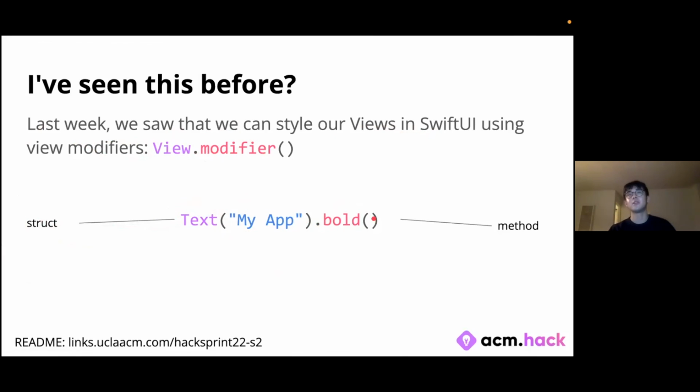This is trying to link what we just learned with structs to things that we can do in SwiftUI and what is actually happening. In SwiftUI, a text view is actually just a struct. And whenever we do .bold, all we're doing is calling the struct method for that particular view.